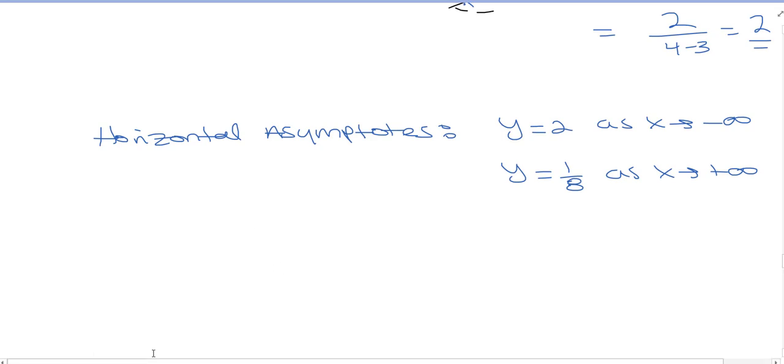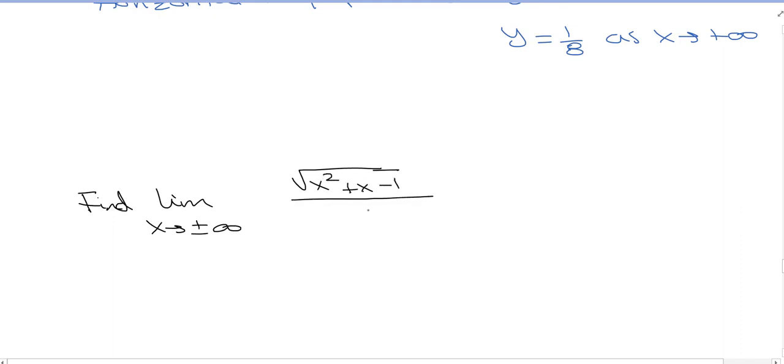So let me give you one to try on your own. Let's find the limit as x goes to plus or minus infinity of, let's say, the square root of x squared plus x minus 1 over 8 minus x. So try that on your own as x goes to positive infinity and as x goes to negative infinity, and see what kind of asymptotes you get, if any.